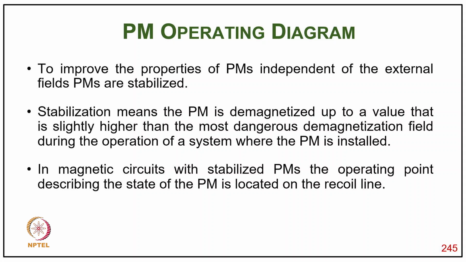So to improve the property of PMs independent of the external field, PMs are stabilized. Stabilizing means the PM is demagnetized up to a value slightly higher than the most dangerous demagnetization field during the operation of a system when the PM is installed. So in a magnetic circuit with stabilized PMs, the operating point describing the state of the PM is located on the recoil line.